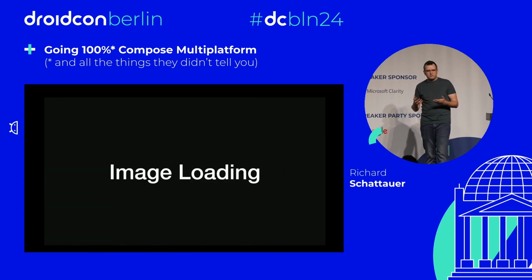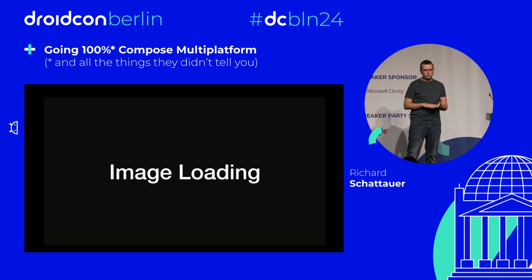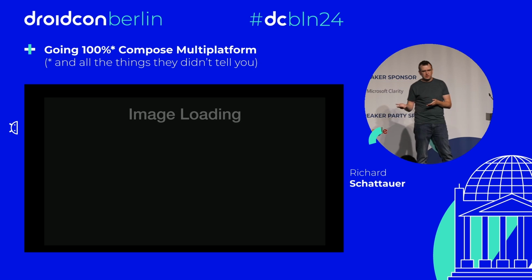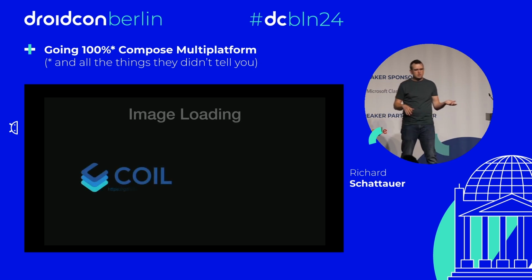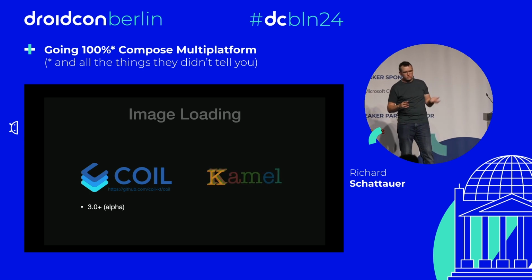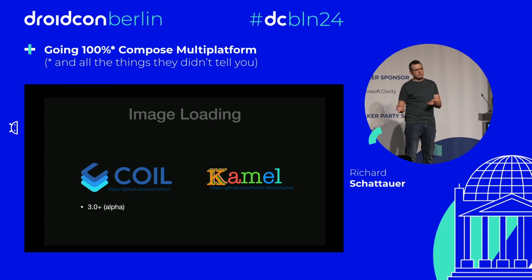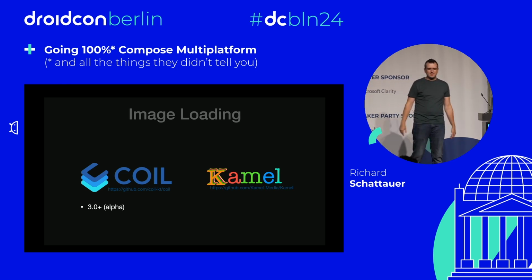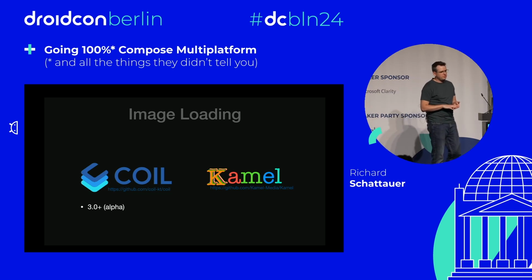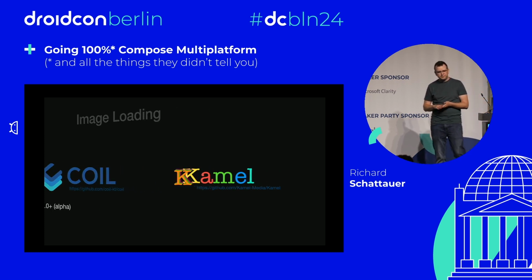Another big topic is image loading, and this is, again, something that is already working and stable. So there are 2 big main players, one being Coil and the other one being Camel. Coil had a cool logo, Camel didn't, so I made them one. Anyways, for Coil you need 3.0 plus, which is an alpha. It's rather stable, both versions are stable, both versions are good, so you can use that, and you have your image loading from the network, perfectly fine.